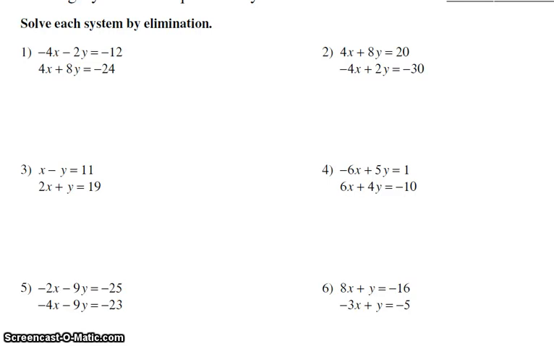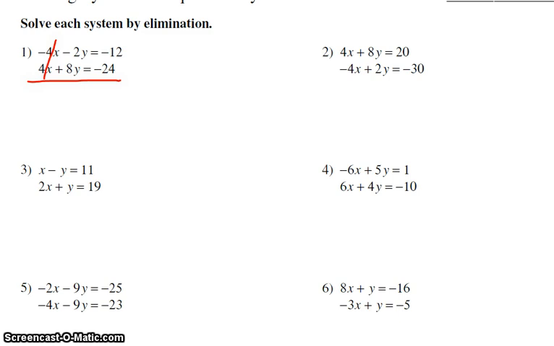Okay, now we're on to the practice for the elimination method. The good news is you only have to do numbers 1 through 8. And if you look at numbers 1 through 4, scan it quickly, you notice that number 1, we have opposites with the negative 4x and the positive 4x, so that when we add straight down, the x's cancel out.